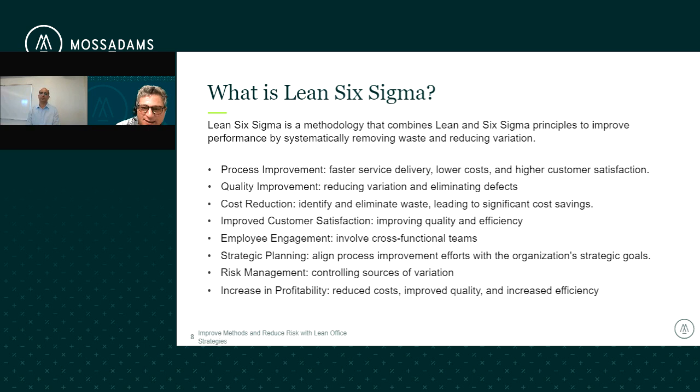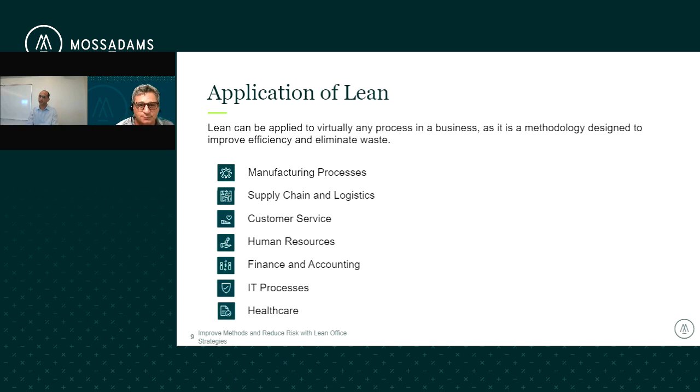If you can identify and eliminate areas of waste, that can lead to significant cost savings, and those cost savings can be passed on to customers through improved quality and the efficiency of the manufacturing of whatever the good or service. Employee engagement: we keep talking about how important it is, and it involves cross-functional teams across the organization, which will build engagement. Additionally, there's an element of strategic planning where we align these processes so that your efforts align with the strategic goals of your organization. And the goal, of course, is to increase profitability. Again, easier, better, faster, cheaper.